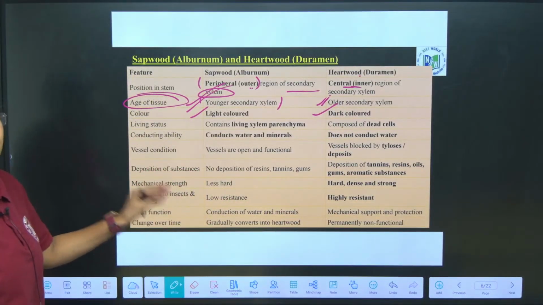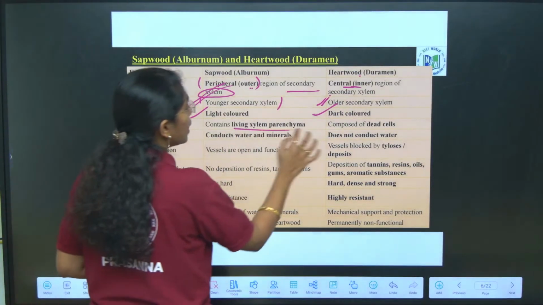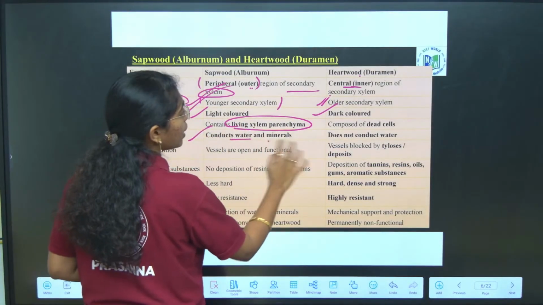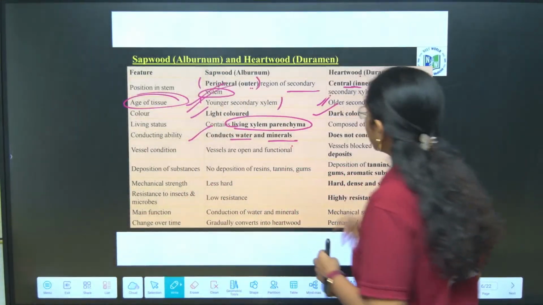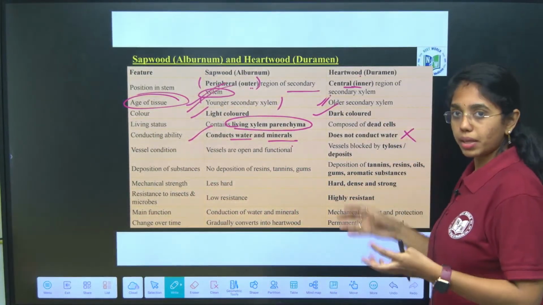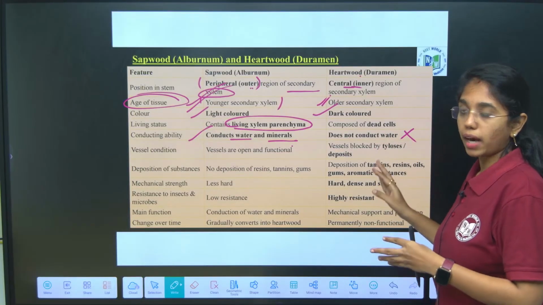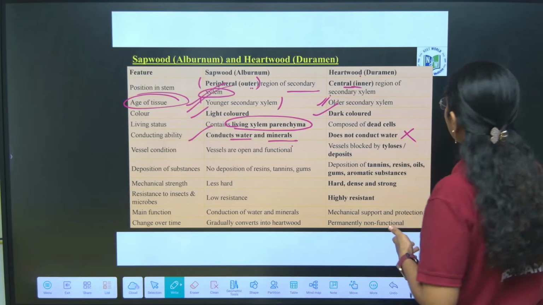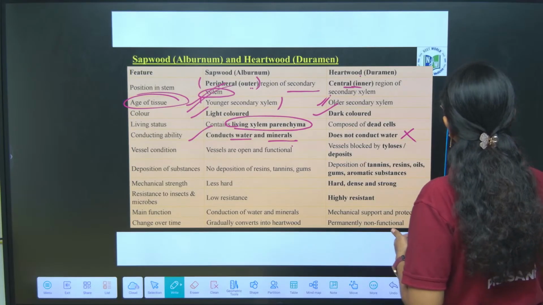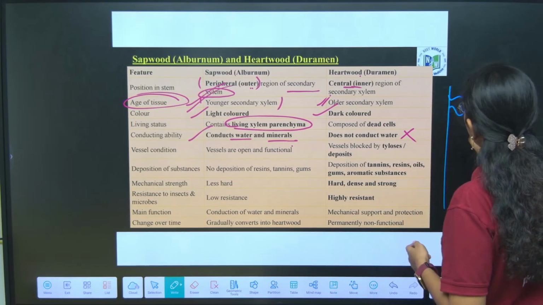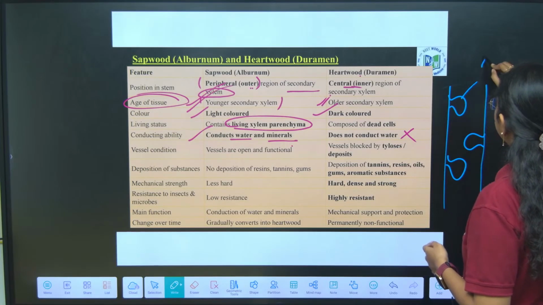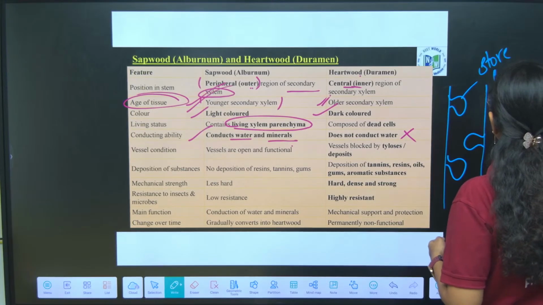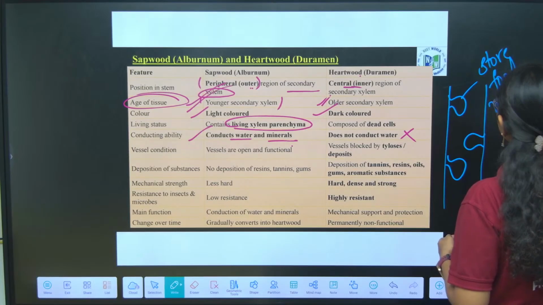And storage tissues, living parenchyma, are here in the sapwood, and this will conduct water and minerals. And in heartwood, dead cells will be there, and they will not conduct any water or minerals. There is no conduction activity in the heartwood, whereas some tracheal plugs will arise from xylem parenchyma. These are known as tracheal plugs or tyloses. They will store food material.